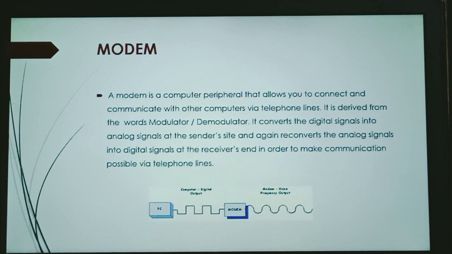The modulator converts the digital signal from the computer into analog signals, which are then passed through the telephone lines. On reaching the other end, when it has to go to the next computer, to the destination, it has to be reconverted into digital signals. So the demodulator helps in converting the analog signals back to digital signals. So this is the functioning of a modem. A modem converts the digital signal into analog signal, and the demodulator converts the analog signal back to the digital format.